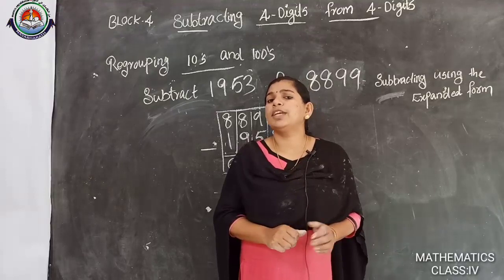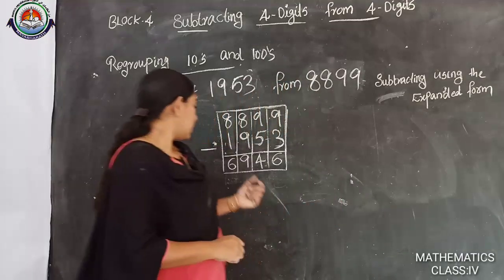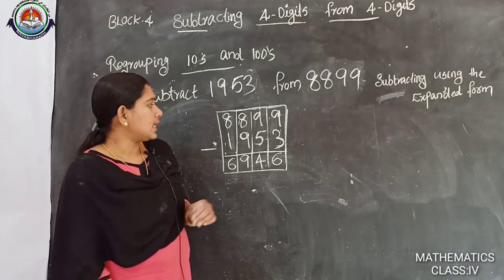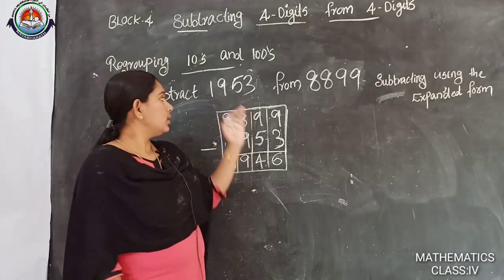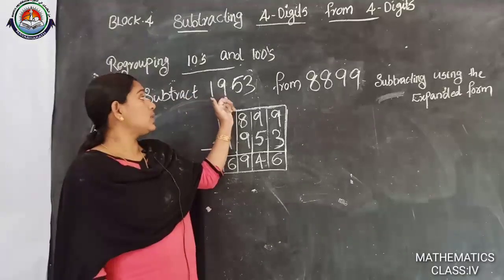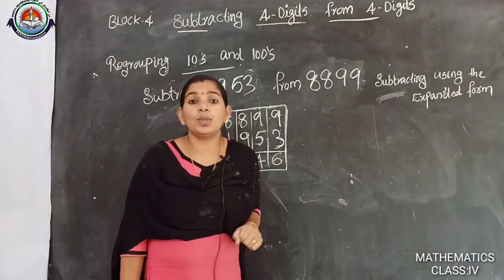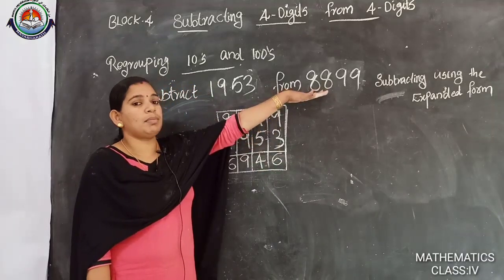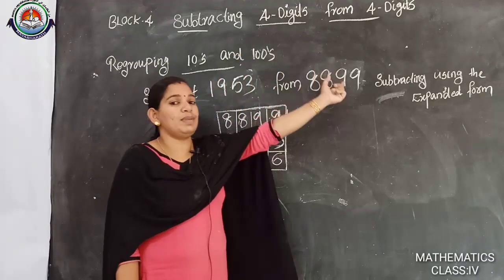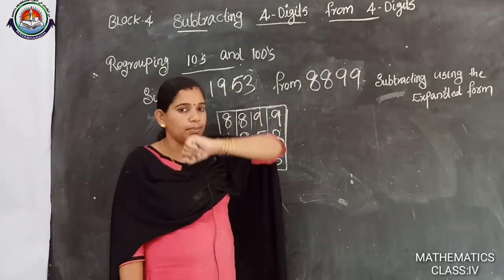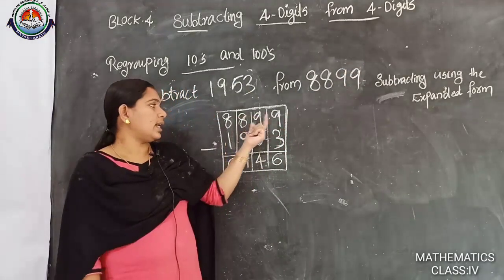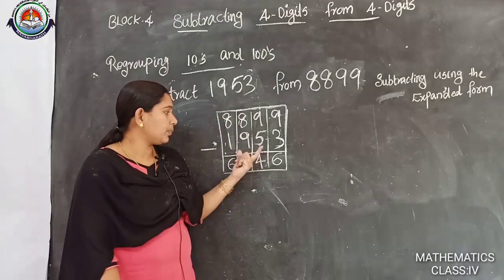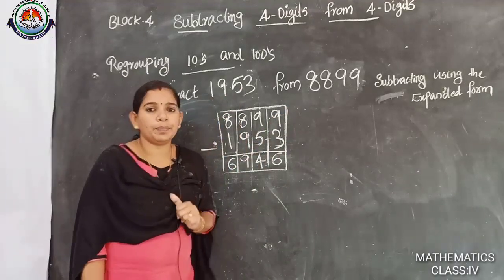Okay, are you done? We can check the answer: 6,946. Then we will check how to do this. We want to subtract 1,953 from 8,899. Which number do we write first? This number subtracted from this, so we write this as the first number. So 8,899 minus 1,953.